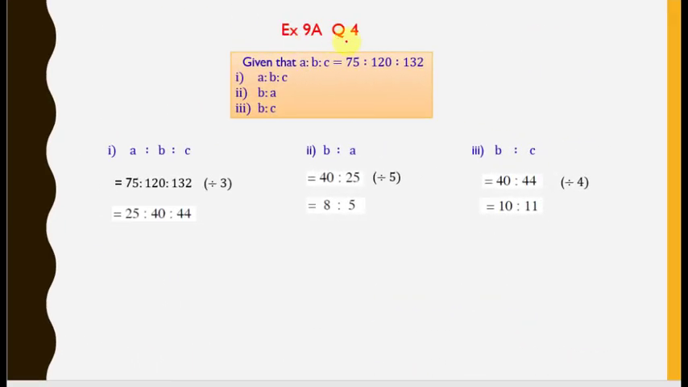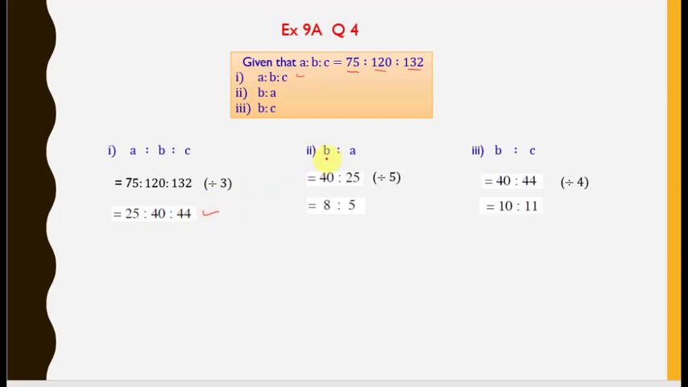Now we will solve question number 4 of exercise 9A. A is to B is to C is 75 ratio 120 ratio 132. So in the first part we have to find A is to B is to C. If you look at the first part, we have 75 is to 120 is to 132. We will divide all these terms by 3, and we have 25 is to 40, and 132 divided by 3 is 44. So that will be your answer of part first.